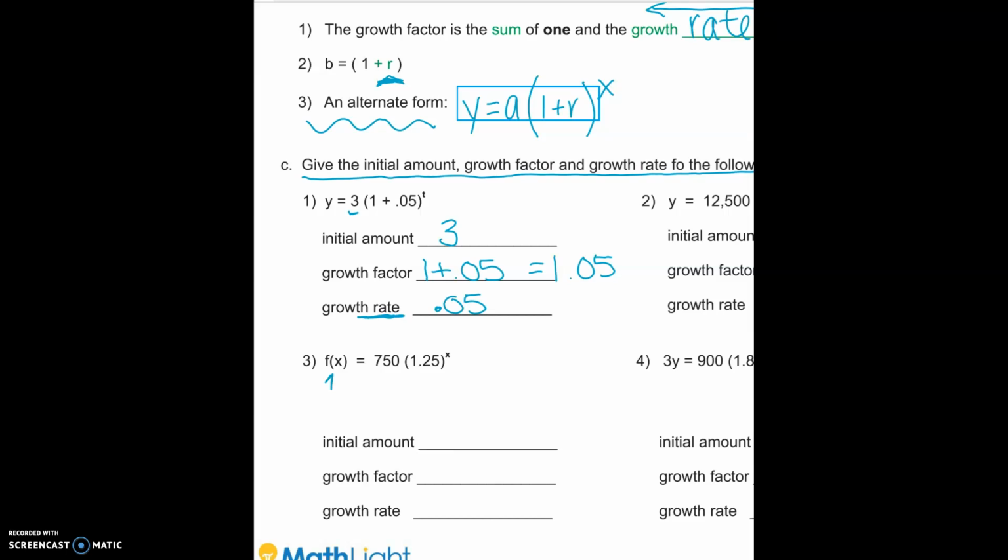All right, number 3 looks a little different because we have this f of x. Remember, that's the same thing as y. So I could write this as y equals 750, and instead of 1.25, I could write that as 1 plus 0.25, all to the power of x. Now, the reason I would maybe do this is so I could say, okay, my growth factor is 1 plus 0.25, which I could leave as 1.25, but splitting it allows me to see that my growth rate is 0.25, and my initial amount was 750.